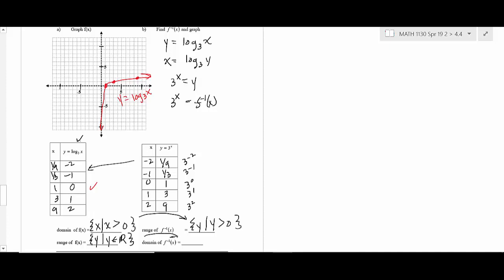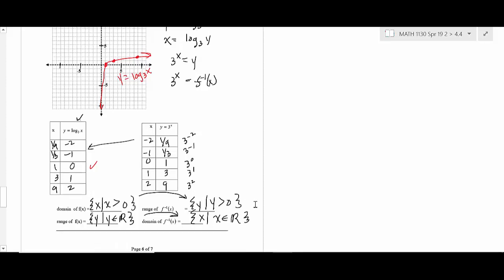Okay, and then this one would just end up being, since it's the domain, the set of x where x is any real number. So that's how you would get those things figured out: just switch the domain to range and range to domain on the inverse. Okay, so that's how you do that.